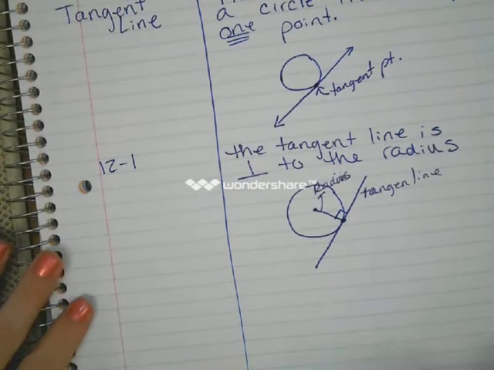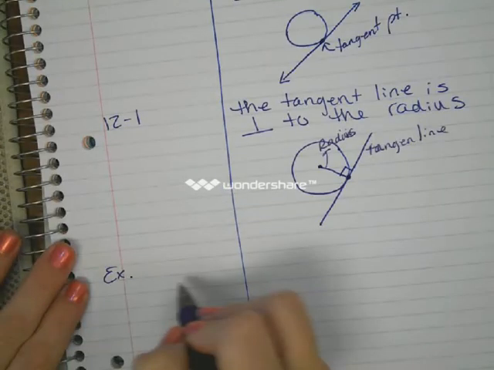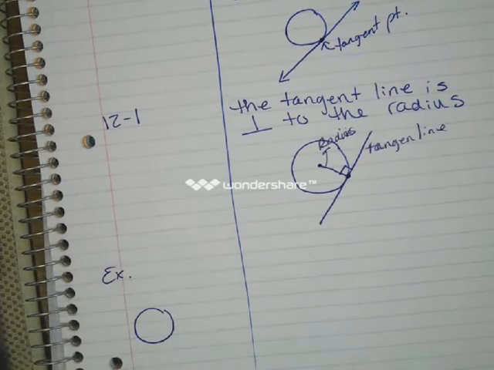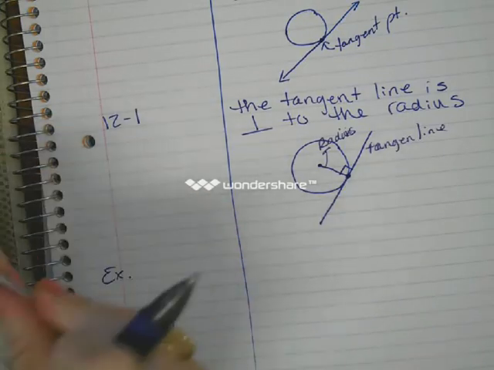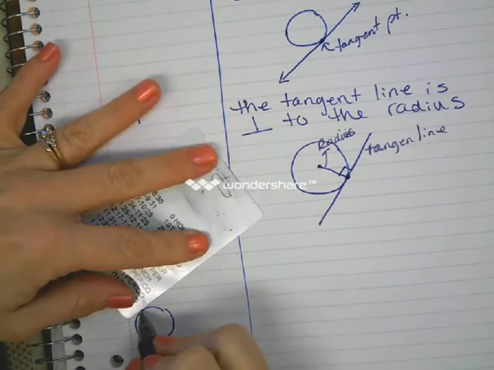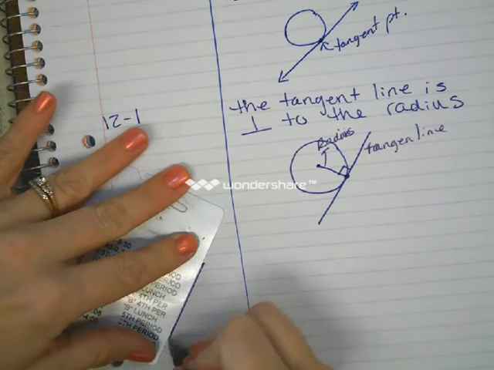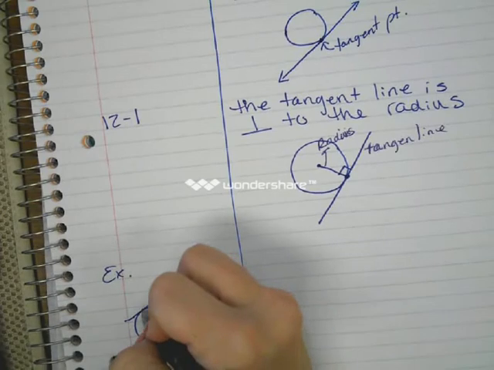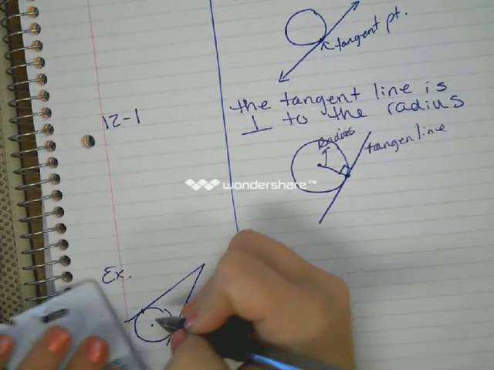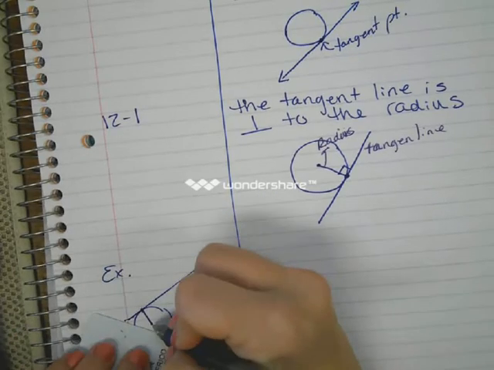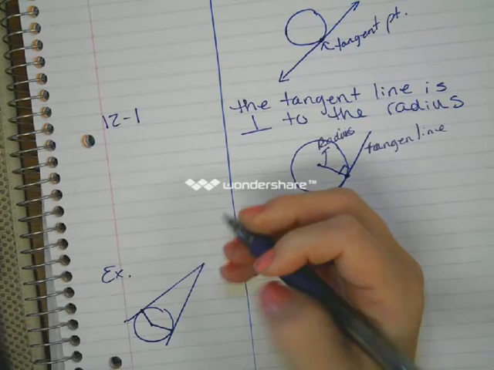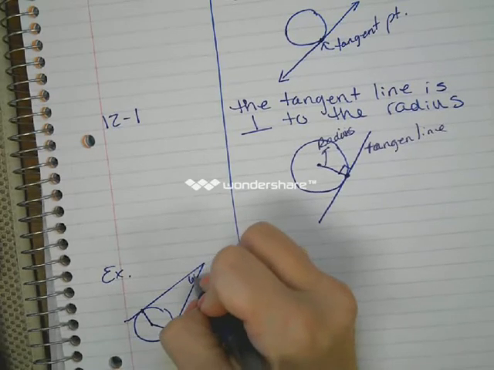So, I have a circle. I'm going to use my ID as a straight edge. I have a circle, and I draw that tangent line, and I draw that tangent line, and I draw that radius, and I draw that radius, and I tell you this angle is 60 degrees, find x.